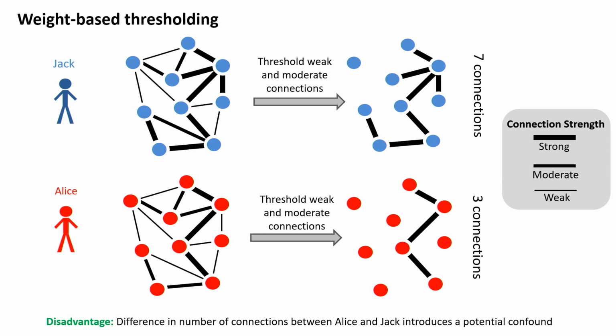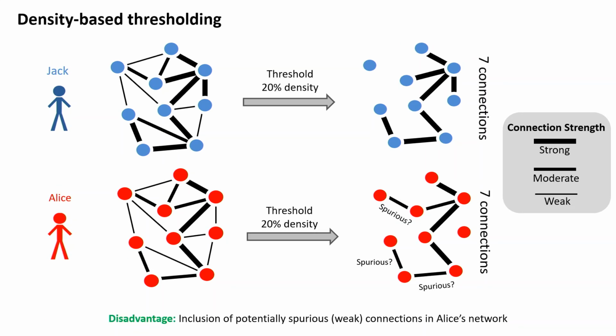So you say, okay, let's go to density-based thresholding, right? If we use density-based thresholding, by definition, the thresholded network will necessarily comprise the same number of connections between Jack and Alice, and therefore we overcome that confound, right? We can't say, well, if we find a difference between Jack and Alice, that's just because one of the networks comprises more connections, which is a confound of our thresholding approach.